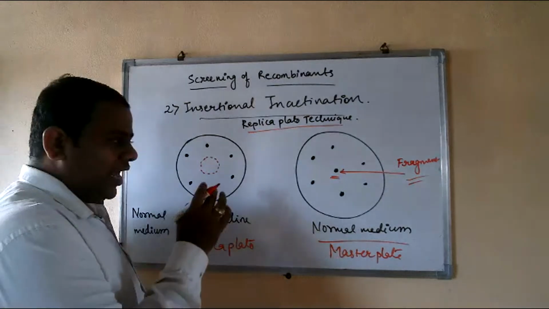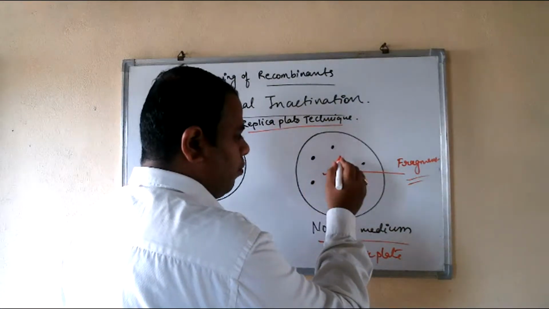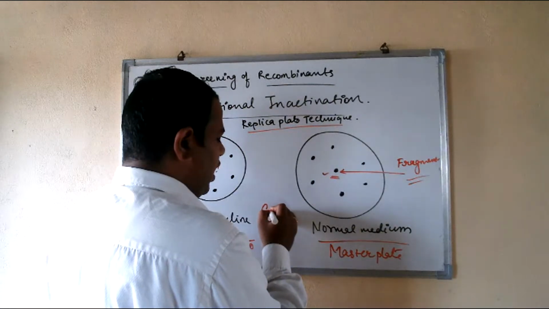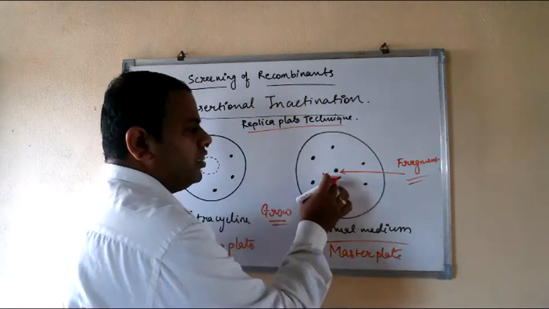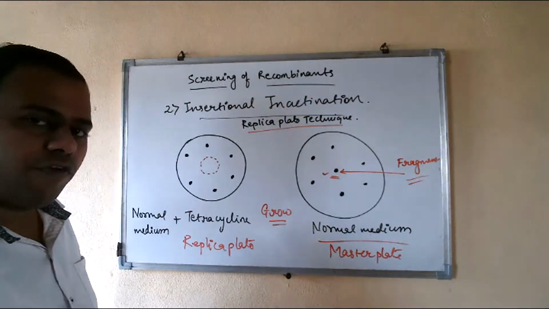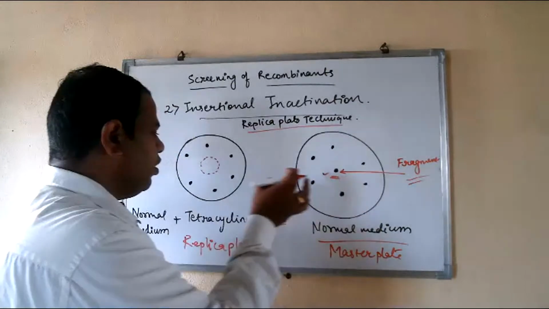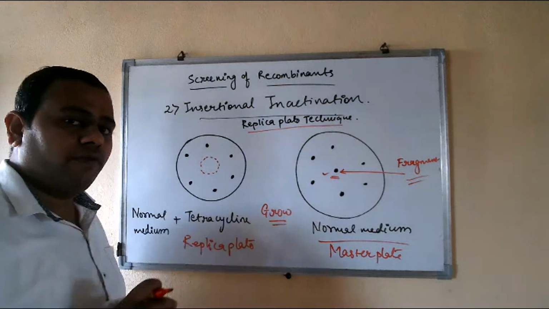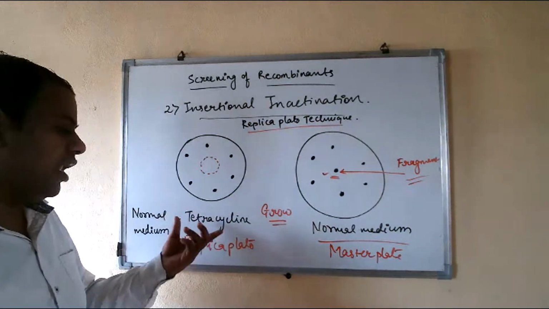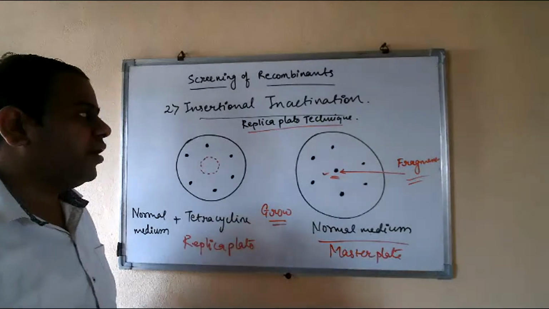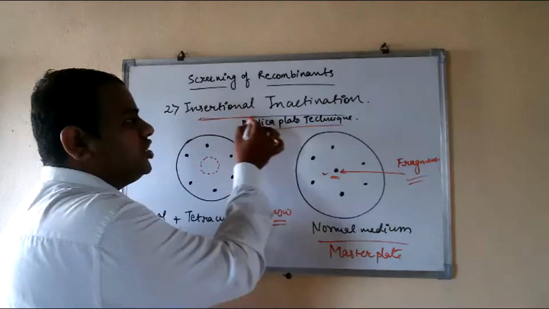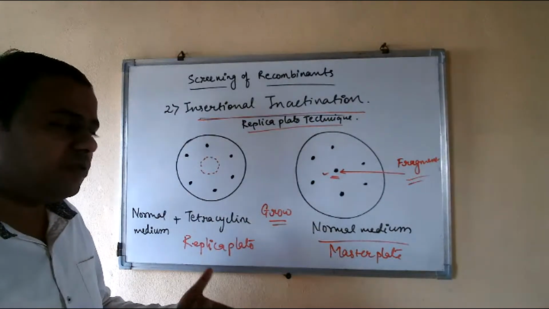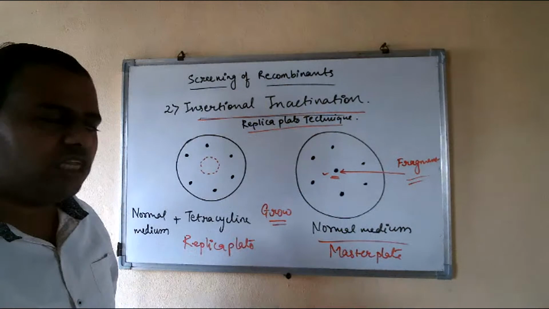Okay, so that colony we can select from the normal plate or normal master plate, and we can grow that colony again. Okay, so now we know that this colony is having our fragment of interest because this particular colony has not grown onto the replica plate that was having tetracycline. Why it didn't grow on the replica plate having tetracycline? Because we have insertionally inactivated that particular tetracycline gene in that plasmid, and then that plasmid was inserted into this bacteria.